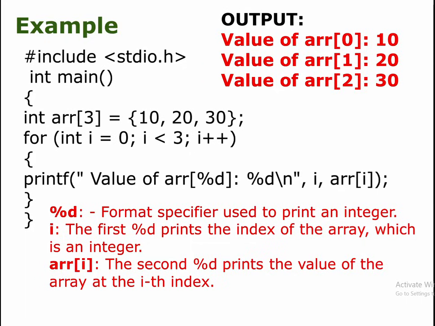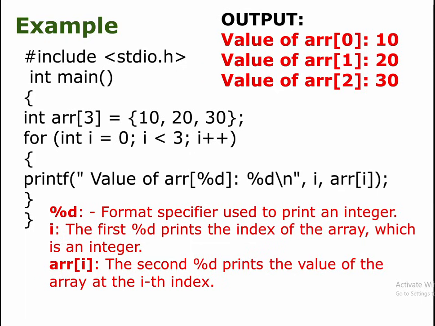Now let us move to the next part. We have a for loop. The loop starts with i equal to 0 because the first array index is 0. The condition is i less than 3. So the loop will execute 3 times.